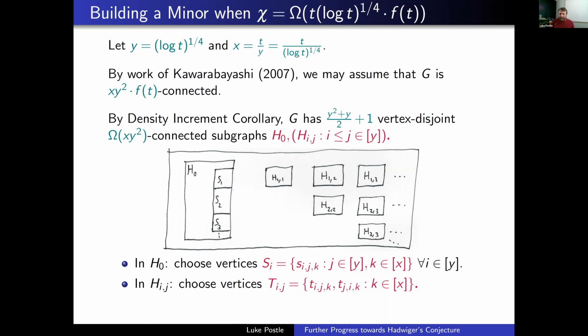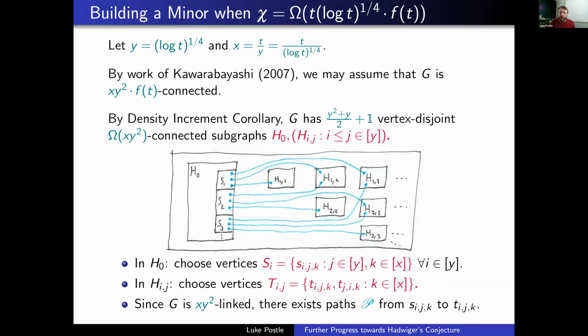And now how do you build a minor? Well, inside H0, let me build up sets to connect the minor. And then in each Hij, I'm going to choose a set of vertices. And so the idea is I'm going to build my KT minor by splitting up the T into these sets of size X. There's going to be Y of them. And I'm going to build every pair having a minor, and I'm going to link it all up.